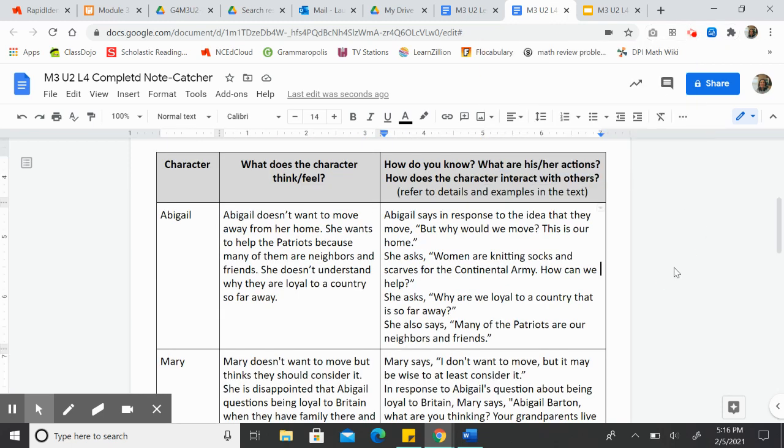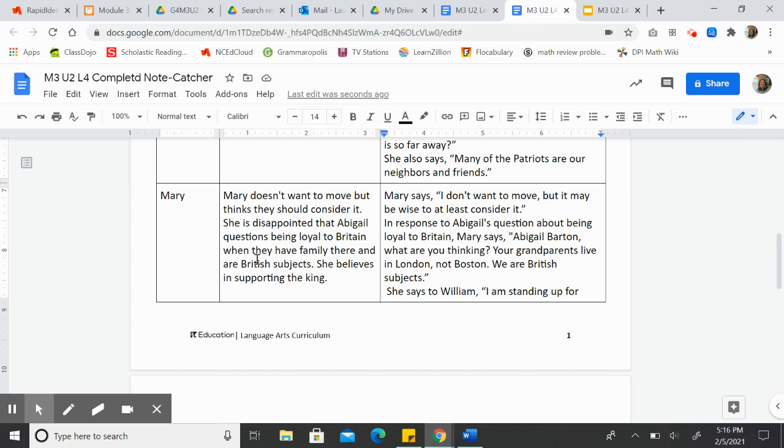Okay, so for Mary, you should have the following. She doesn't want to move, but she thinks they should consider it. She's disappointed that Abigail questions their loyalty to Britain when they have family there and they are British subjects, and she believes in supporting the king.